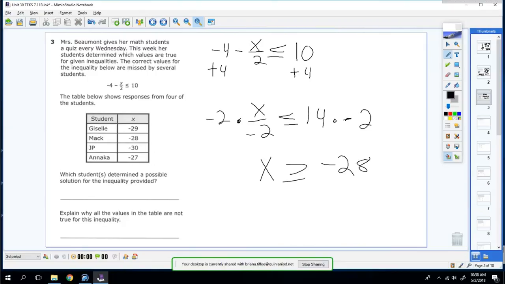So this guy was wrong because he said it was negative 29. Negative 29 is not greater than negative 28. Mac is correct because he said that the answer was negative 28. The answer could be negative 28 because this says x is greater than or equal to negative 28. JP is wrong because that's too small. Anna K is correct because negative 27 is greater than negative 28. So we just listed out all the ones who are correct and all the ones who are wrong.